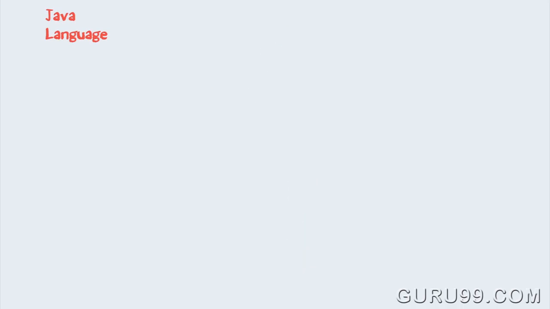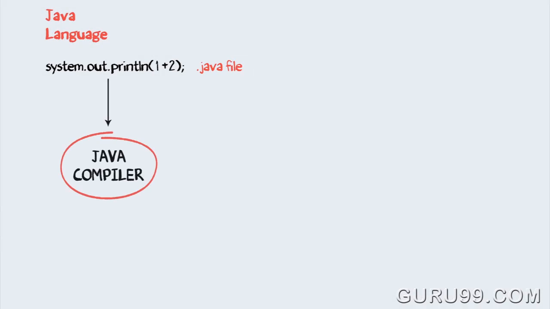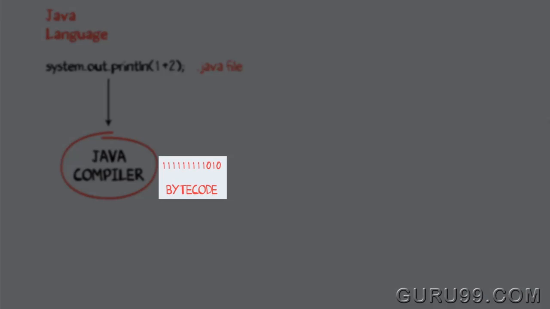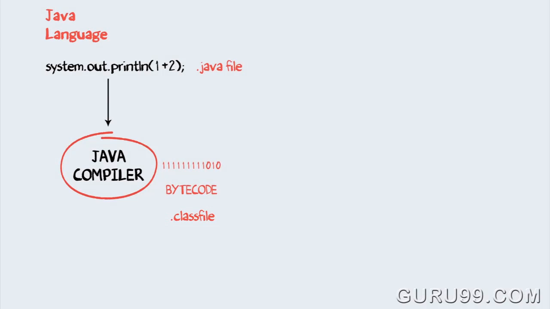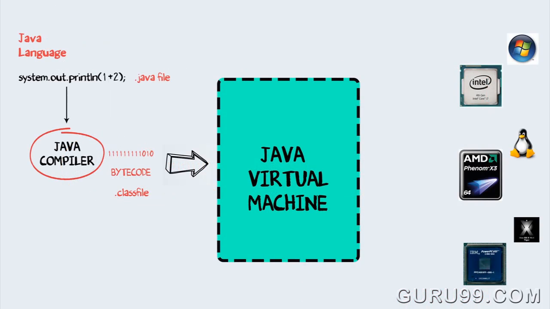Enter Java language. The code to display addition of two numbers is system.out.println 1 plus 2, saved as a .java file. Using the Java compiler, the code is converted into an intermediate code called the bytecode. The outcome is a .class file. This code is not understood by any platform, but only a virtual platform called the Java Virtual Machine. This virtual machine resides in the RAM of your operating system.